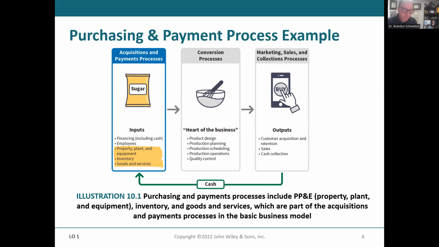And then once we've produced our product from work in process, we're converting it into finished goods, and we're selling it to our customers. That would be the final step of the cycle, which is marketing, sales, and the collections process. This is where we're selling our finished goods to our customers through sales, and we're collecting cash from our customers, whether it be through their accounts receivable or through cash over the counter. And then that cash gets used again in the beginning of the cycle through purchasing inventory, etc. So this is the life cycle of purchasing and payment processes.